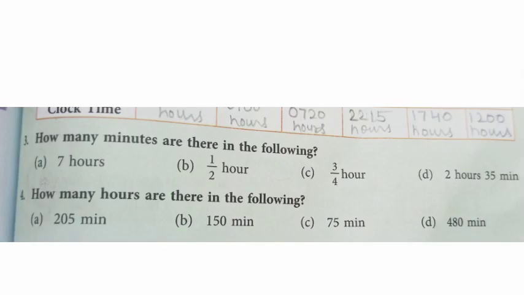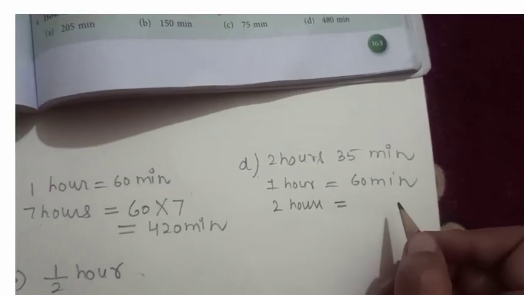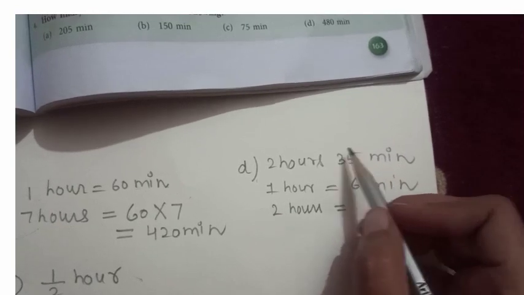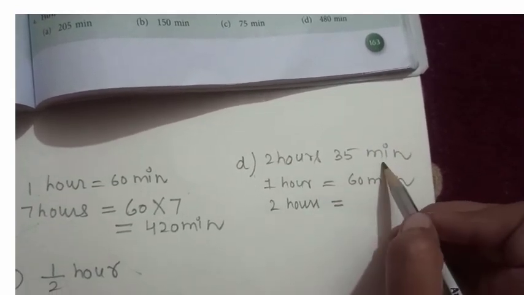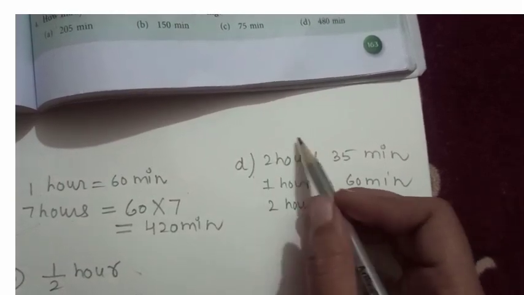D part is a bit different. Let's get started with D part. 2 hours 35 minutes are given. So we have to convert this particular thing into minutes. The 35 is already in minutes, so we will convert only these hours into minutes.